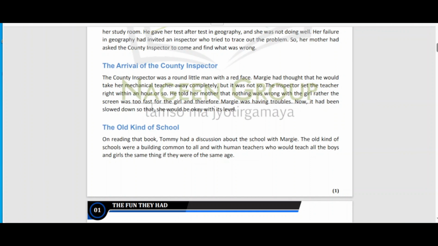Next, the old kind of school. On reading that book, Tommy had a discussion about the school with Margie.